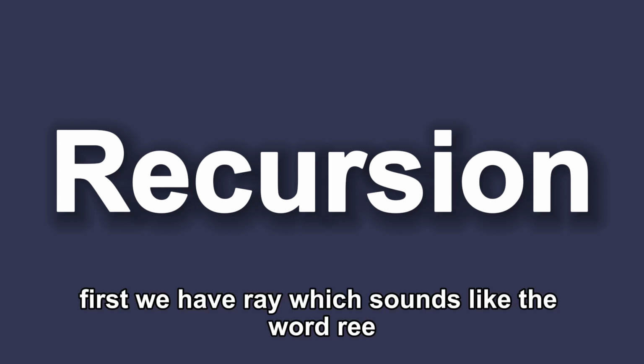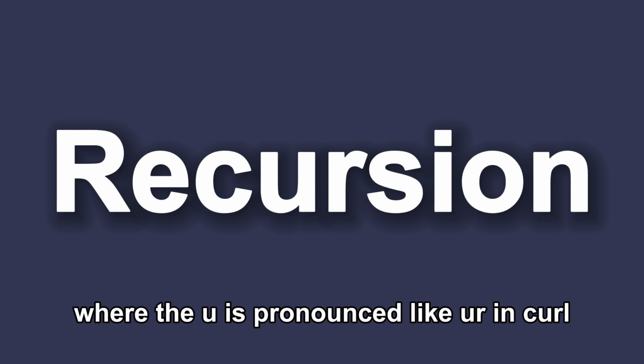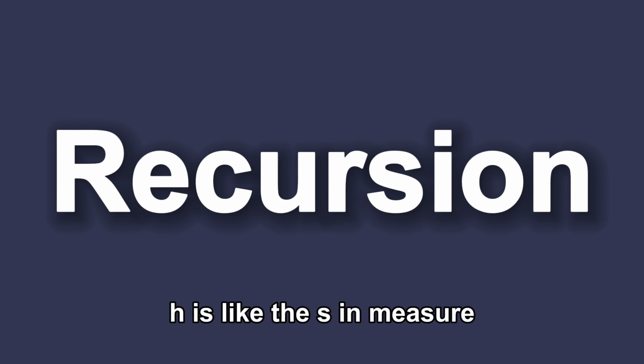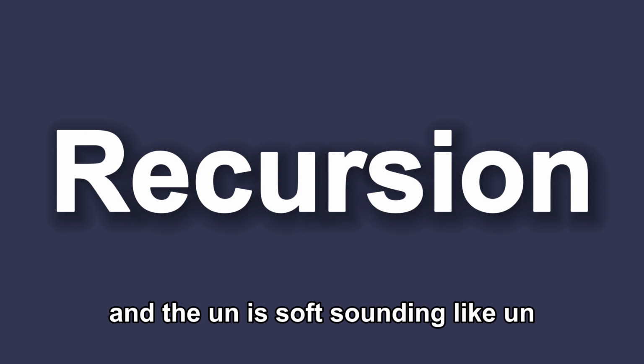First, we have re, which sounds like the word re. Next, cur, where the u is pronounced like in curl. Then zhun, where the zh is like the s in measure, and the un is soft, sounding like un.